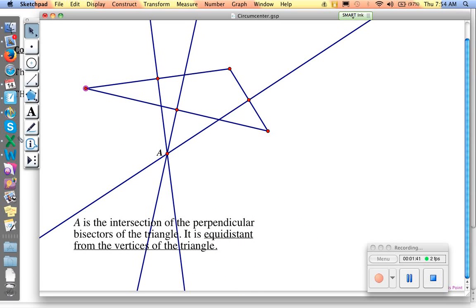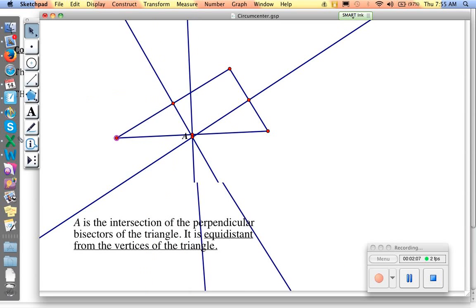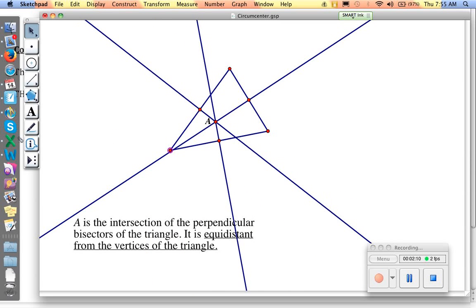Notice where A is. Now it's outside of the triangle. Consider the triangle. What kind of triangle is this? Look at its angles. It's an obtuse triangle. Okay, so it might be of note to you that in an obtuse triangle, notice where the circumcenter is. It's outside of the triangle. Earlier we noticed in this triangle that it was inside.